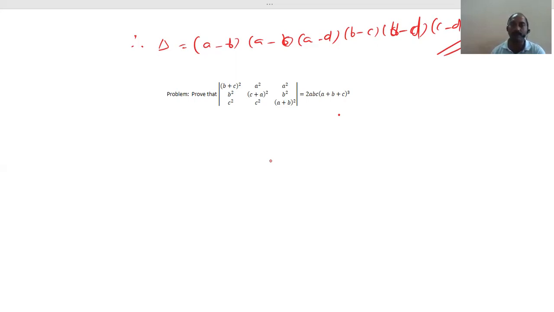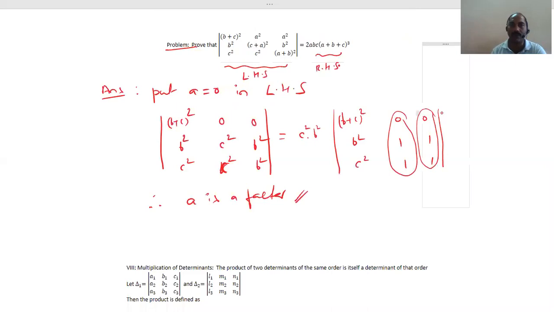Similarly, substitute another factor. You observe that in the RHS, b is also a factor. Don't think about c square, b square common. So our intention is how many rows are parallel or how many columns are parallel. So here two columns are parallel after substituting a equal to 0. Now b is a factor.